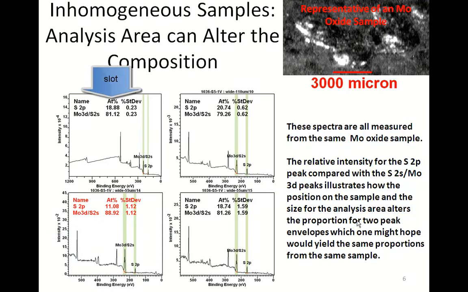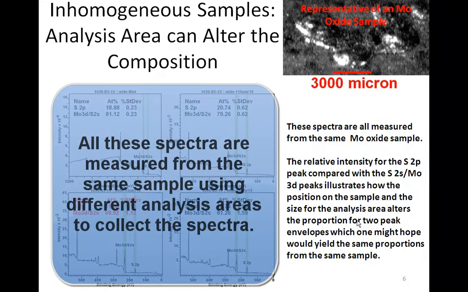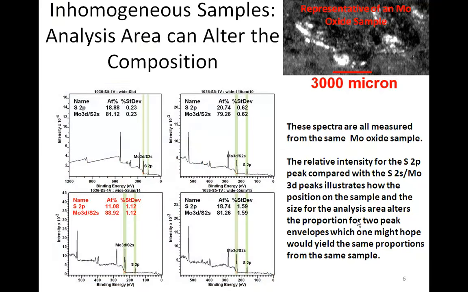So you can see here 4 examples, and 2 of them are measured with good precision, 2 are not so good precision, but nevertheless the uncertainty is not sufficient to account for the differences throughout these different measurements, and one in particular is really quite bad. It's offering about 89% molybdenum and sulfur 2s signal compared to the sulfur 2p.